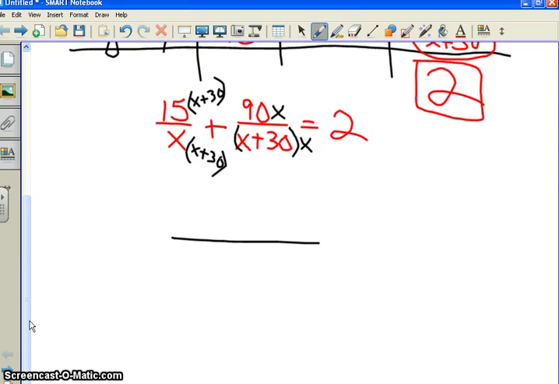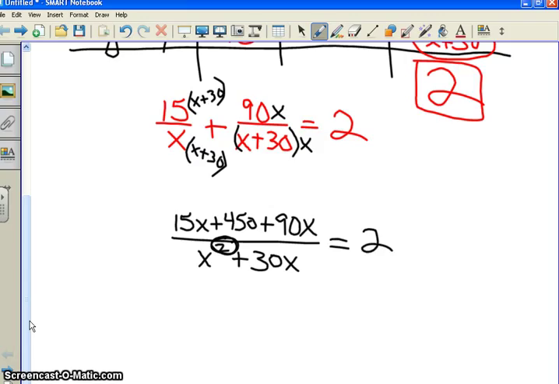So in my numerator, I'm going to have 15 times x plus 30, which will be 15x plus 450, plus 90x, all over x times x plus 30, which will really be x squared plus 30x. And there's where you're seeing we're going to get our quadratic equation from. And that's all equal to 2.